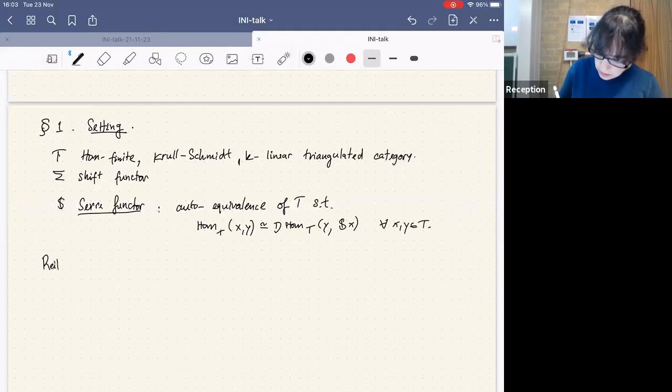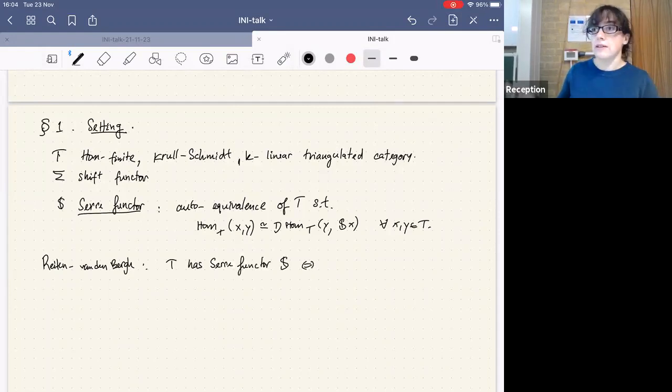Reiten and Van den Bergh tell us that a category has a Serre functor if and only if it has Auslander-Reiten triangles, in which case the Auslander-Reiten translate, which I denote by tau, is given by the shift by -1 composed with the Serre functor.